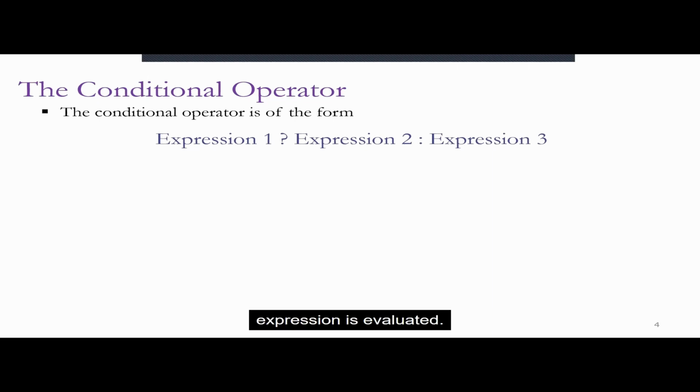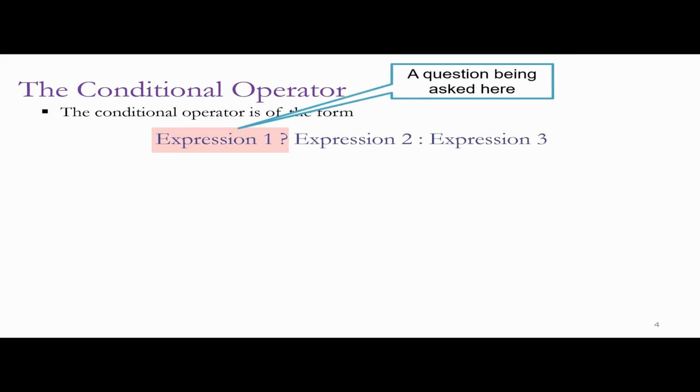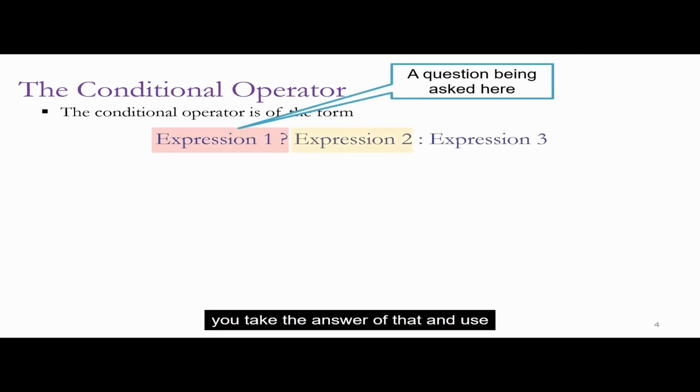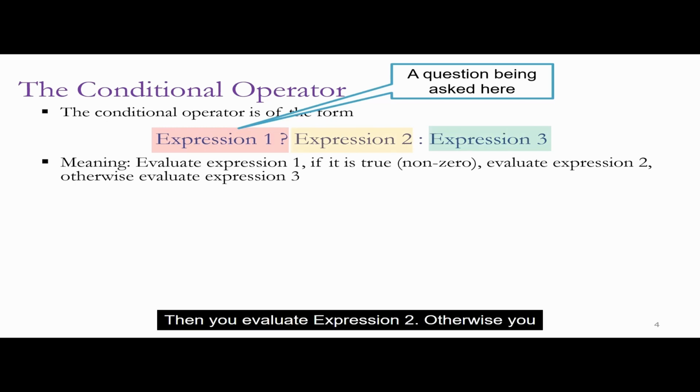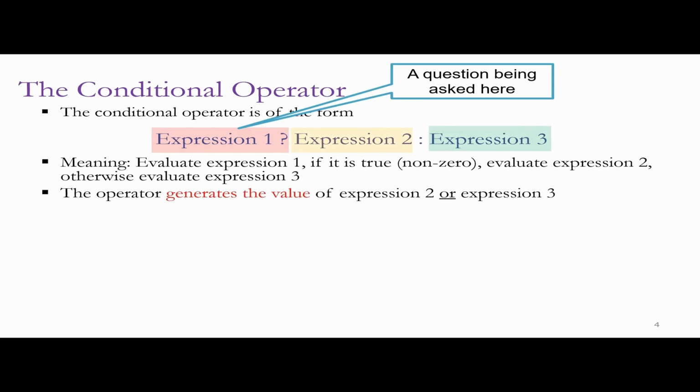how the first expression is evaluated, you take the answer of that and use it to select between either expression 2 or expression 3. So in long form, what the conditional operator says is that if expression 1 is true or non-zero, in other words, then you evaluate expression 2, otherwise you evaluate expression 3.